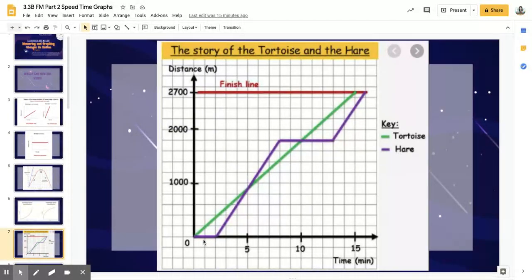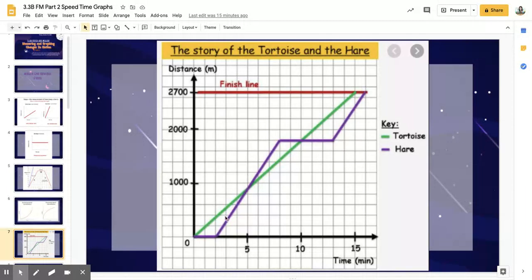And take a look. What do we learn about the tortoise in this story according to this green line? Giving you some think time. So this green line is one straight line. So the slope is all the same. So the tortoise stayed at a constant speed. Okay, it stayed at a constant speed from the starting line to the finish line.